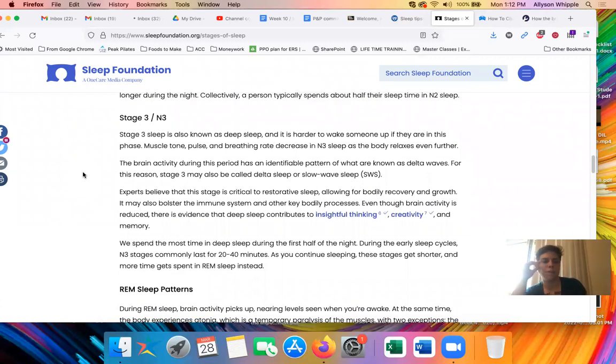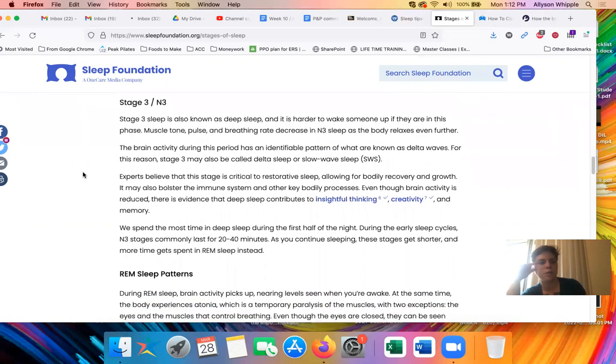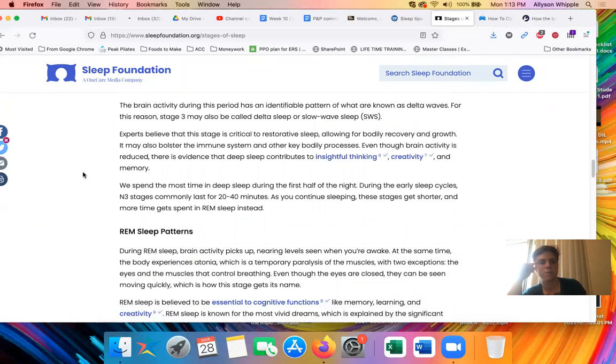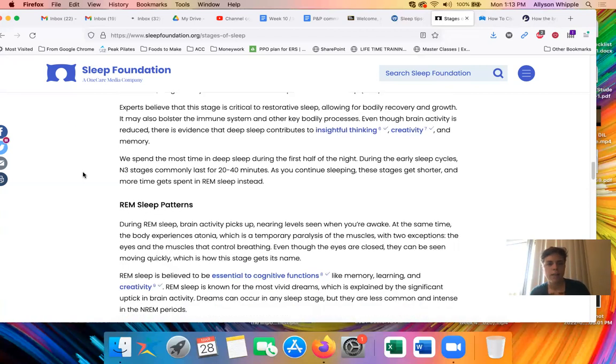Stage 3, N3. Stage 3 sleep is also known as deep sleep, and it is harder to wake someone up if they are in this phase. Muscle tone, pulse, and breathing rate decrease in N3 sleep as the body relaxes even further. The brain activity during this period has an identifiable pattern of what are known as delta waves. For this reason, stage 3 may also be called delta sleep or slow wave sleep. Experts believe that this stage is critical to restorative sleep, allowing for bodily recovery and growth. It may also bolster the immune system and other key bodily processes.